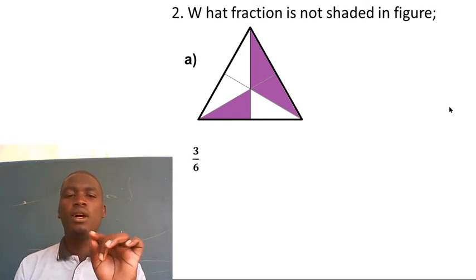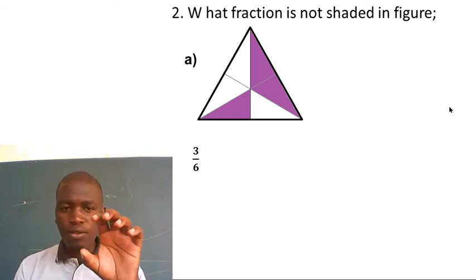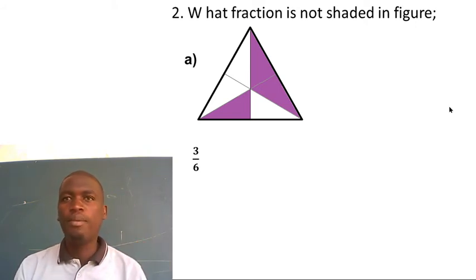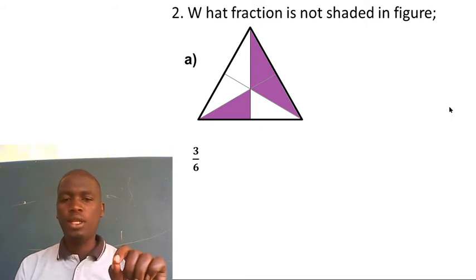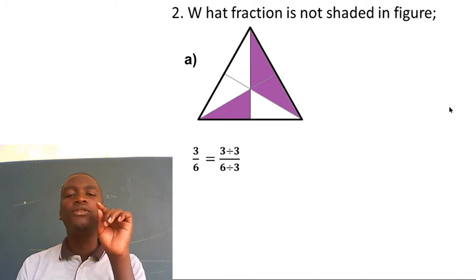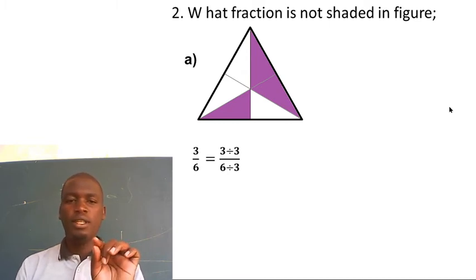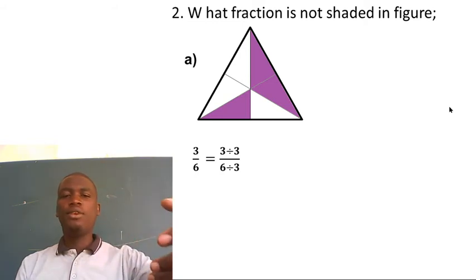It is 3 out of 6. 3 out of 6 not shaded. If 3 out of 6 of the parts are not shaded, what parts are shaded? So let's have that. So 3 out of 6, 3 and 6, they have common factors. So you cannot just leave your answer as 3 out of 6.